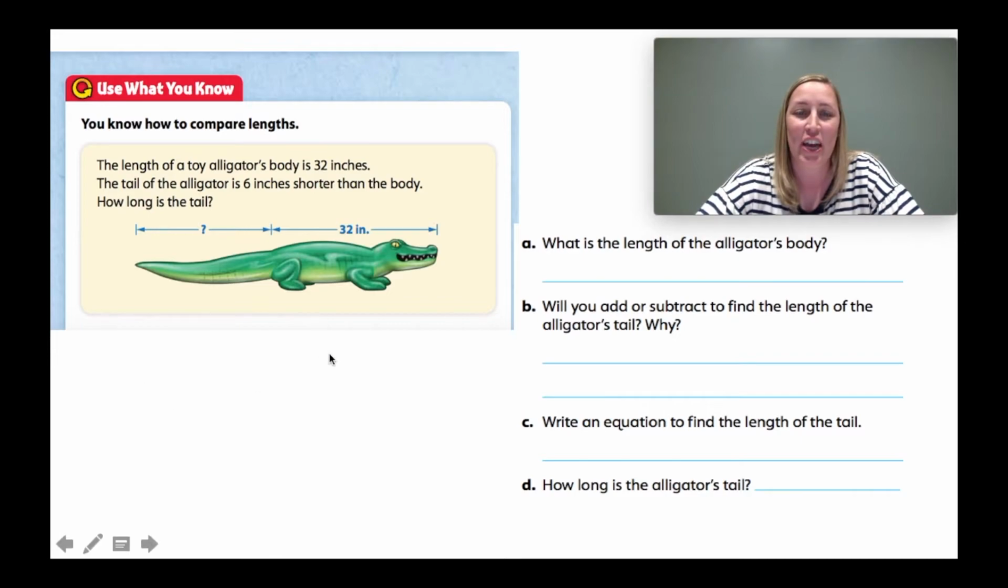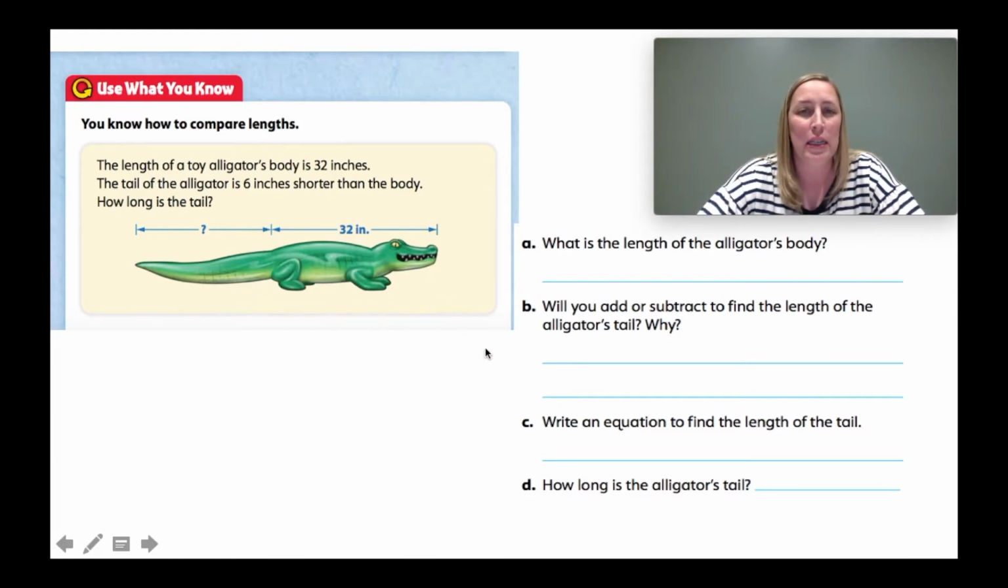All right, let's look at question A. Question A says, what is the length of the alligator's body? That means the distance from the tail all the way up here to the head. So, how long is the alligator's body? Look back up here. It told us it was 32 inches. Great job.